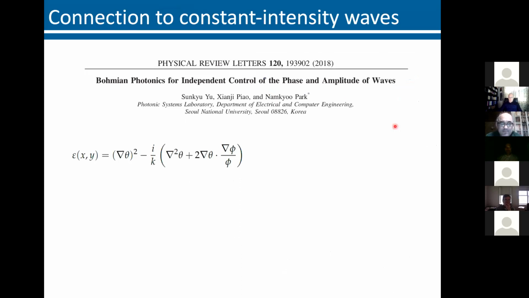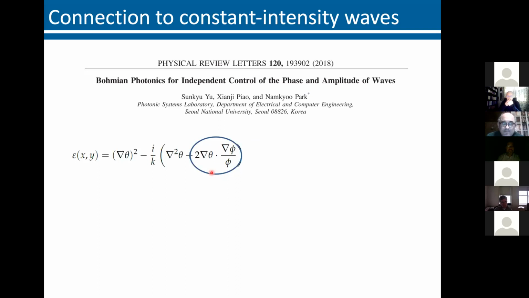At the end of my talk, I will also talk a little bit about connections of those results that I presented to works by other people. So one paper that I want to highlight is this paper from a Korean group. They showed in their 2018 letter that using Bohmian mechanics and the corresponding quantum Hamilton-Jacobi equation, they could set up potentials in which the phase and the amplitude of a wave could be designed independently. And they found that if they design a wave for which the amplitude stays constant, then they get a dielectric function that has the following form, apart from this term that I was showing you just before.